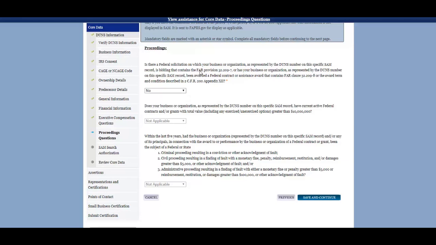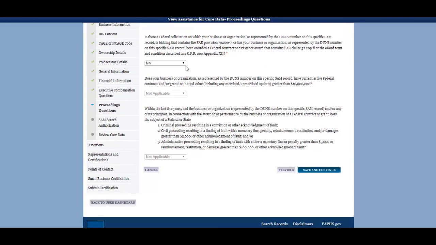FAR would be the Federal Acquisition Regulations, and that thing is a monster, let me tell you. I don't recall what that is, but for now, it's no. And that's something we can go over later on. Does your business or organization have active current federal contracts or grants with a total value, including any exercised or unexercised options, greater than $10 million? As I said before, I wish. That would be not applicable, which is pre-populated here.